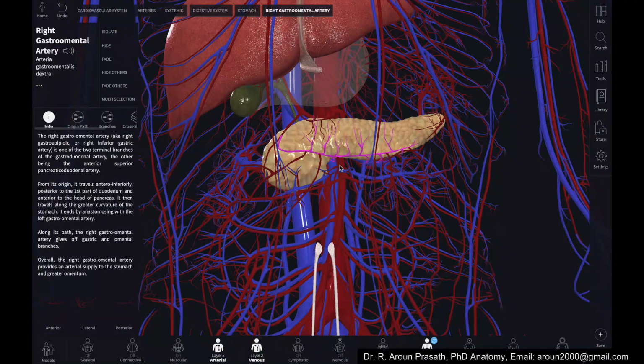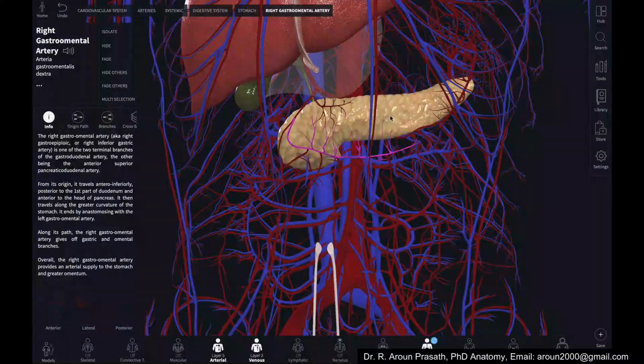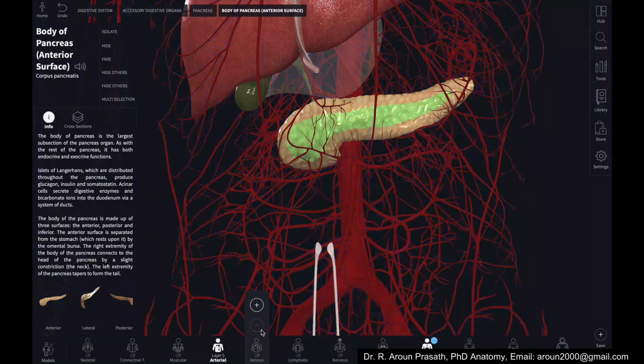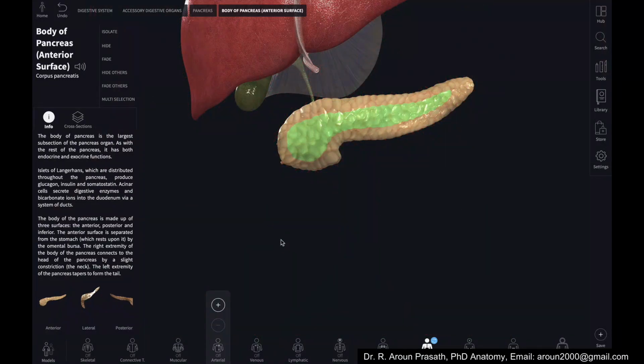Okay, so this is what you have to know about. In fact, when there is any pathology of the pancreas like pancreatitis, it leads to increased collection of fluid inside the pancreas, in the connective tissue of the pancreas.